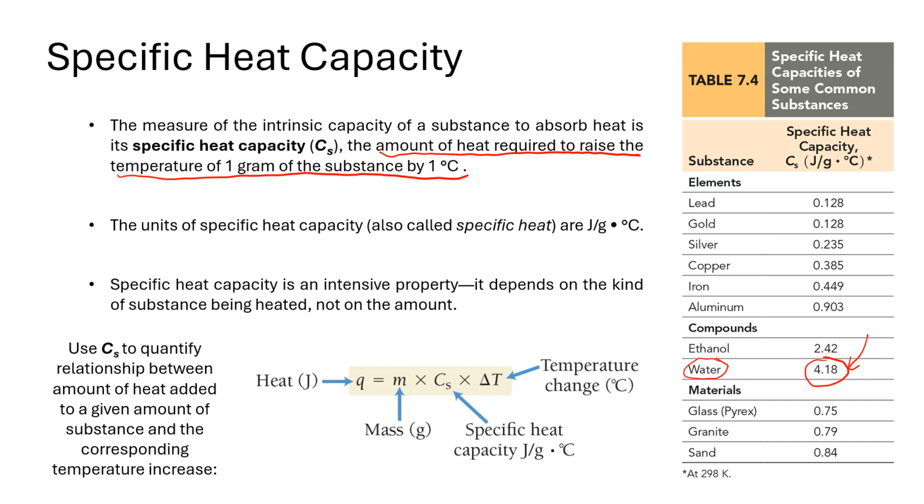Meaning, why does it require that much heat, 4.18 joules of heat, to raise the temperature of water by 1 degree Celsius? And how much water? Remember, 1 gram. Right? This number is telling you how much heat is required to raise 1 gram of water by 1 degree Celsius. Pretty high number relative to everything else.